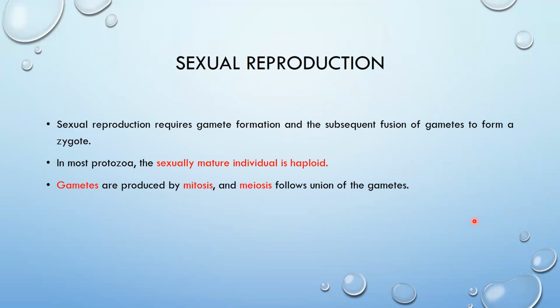And after the union of the gametes, the next step is the meiosis, so that the new individuals that are being produced might be haploid.